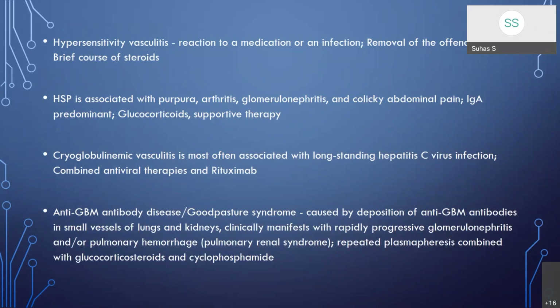Cryoglobulinemic vasculitis is most often associated with chronic hepatitis C infection, and it is treated with antiviral therapy and rituximab. And we have anti-GBM antibody disease, previously called Goodpasture syndrome. This is caused by deposition of anti-GBM antibodies in the lungs and kidneys, and it is manifested as rapidly progressive glomerulonephritis with pulmonary hemorrhage. So this is treated with repeated plasmapheresis along with steroids and immunosuppressants.